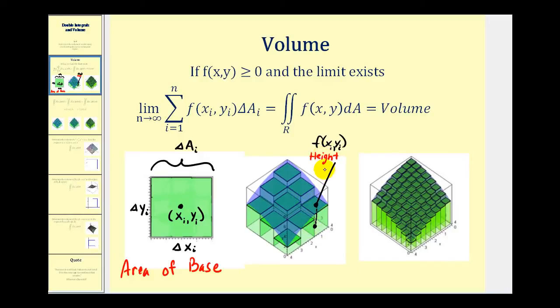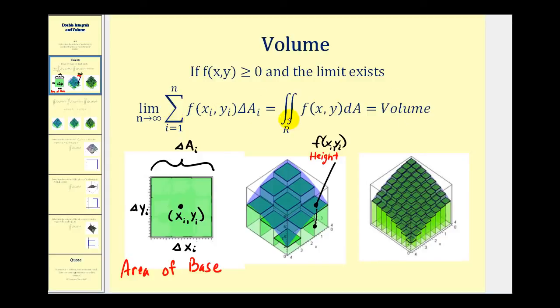And of course, as we know from Calc 1, if we approximate the volume under this surface with more and more boxes, we will approach the volume underneath the surface. So this infinite sum here represents the volume of those boxes. Again, this is the area of the base, this would be the height. And as the number of boxes approaches infinity, we're approaching the volume under the surface.